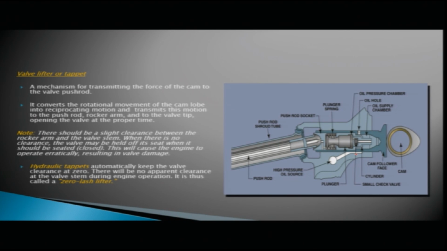It converts the rotational motion of the cam lobe into reciprocating motion. So this valve lifter converts the rotational motion of the cam lobe to the reciprocating motion of the push rod, and it transmits this motion to the push rod, rocker arm and to the valve tip, opening the valve at the proper time.